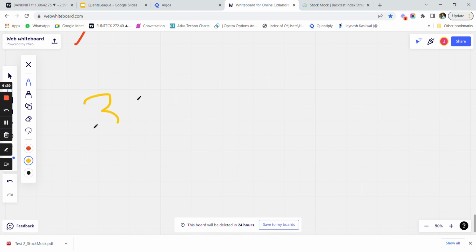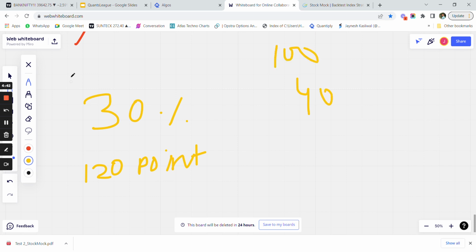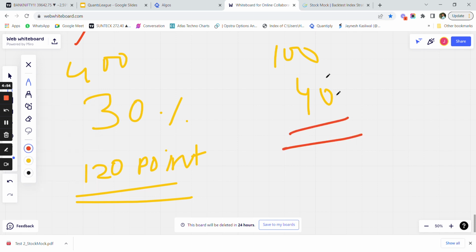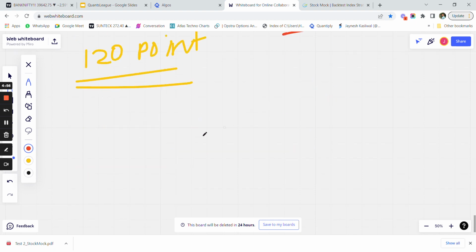So if you keep a 30% SL on Fridays, 30% SL on ATM would cost you around 120 points, but the same 30% SL on Thursdays would cost you around 40 points, because on Thursday the ATM strike price is at 100, on Friday it is at 400. So when you lose on Friday, you are losing 120 points, but when you lose on Thursdays, you are losing 40 points here basically, right?